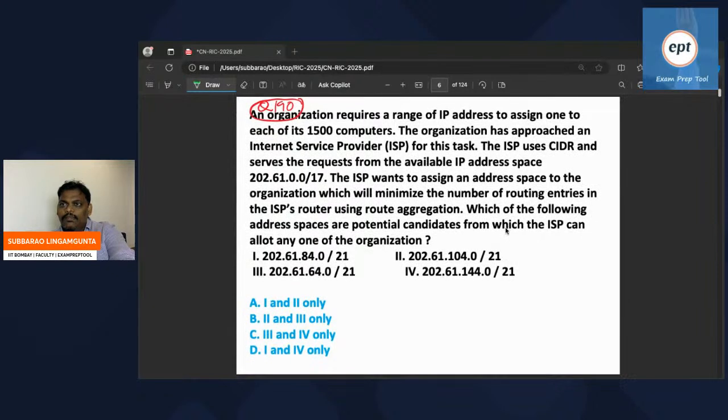Can you try this? This is going to be a little tricky. You can read once. Sagar, this is going to be a little tricky. You can try once.